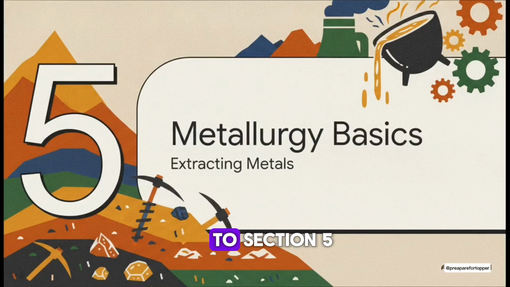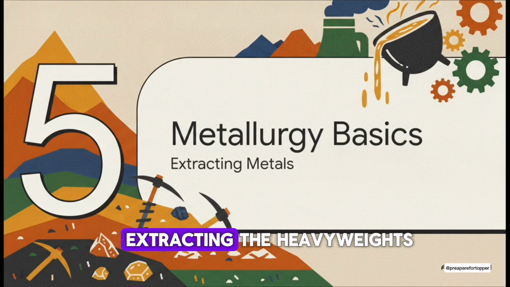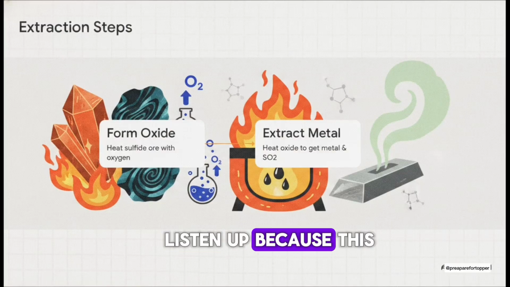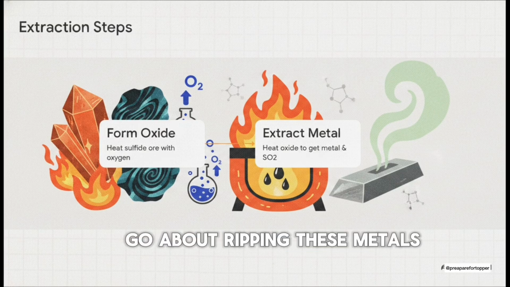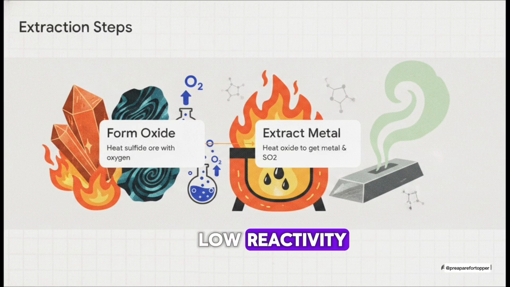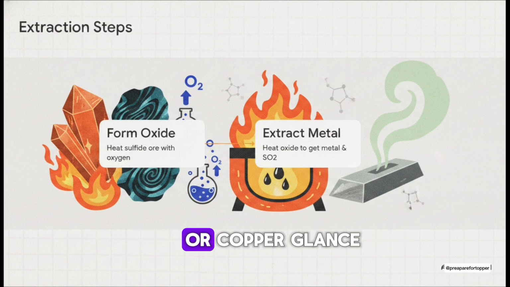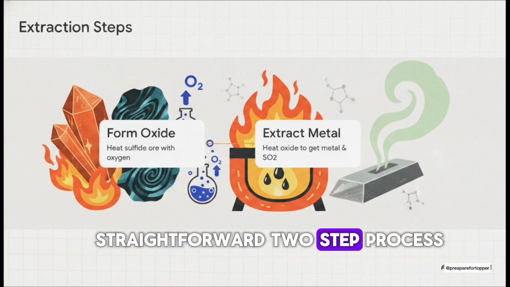Finally, we've made it to section 5, metallurgy, roasting versus calcination, extracting the heavyweights. Listen up, because this is often the highest weighted topic of your entire exam. How do we actually go about ripping these metals out of the Earth's crust? Let's start with the low reactivity metals that are found as sulfide ores, like mercury's ore, cinnabar, or copper glance. The extraction here is actually a really straightforward 2-step process.